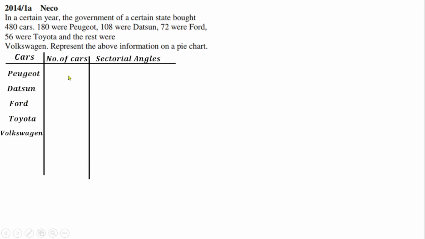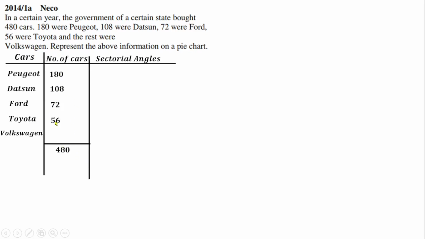Then for the number of Peugeot, we have 180. Datsun, we have 108. For Ford, 72. For Toyota, we have 56. But we are not given the number of Volkswagen, so they want us to find that. But we are given the total number of cars the government bought. So the total number of cars was 480. We can use that to find the number of Volkswagen, because we are told that the rest were Volkswagen.